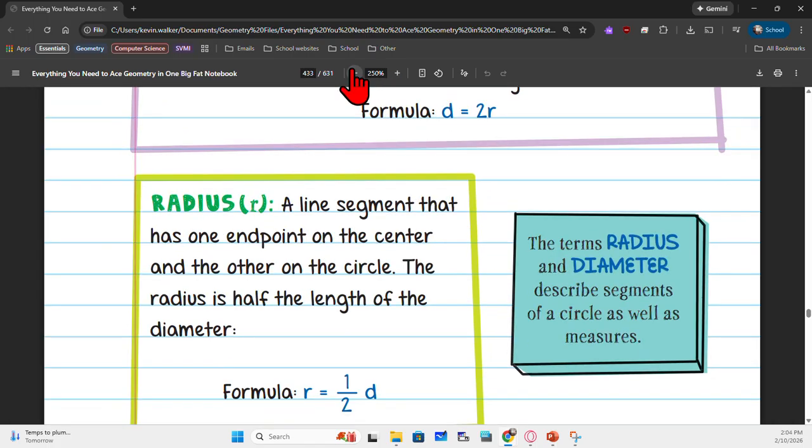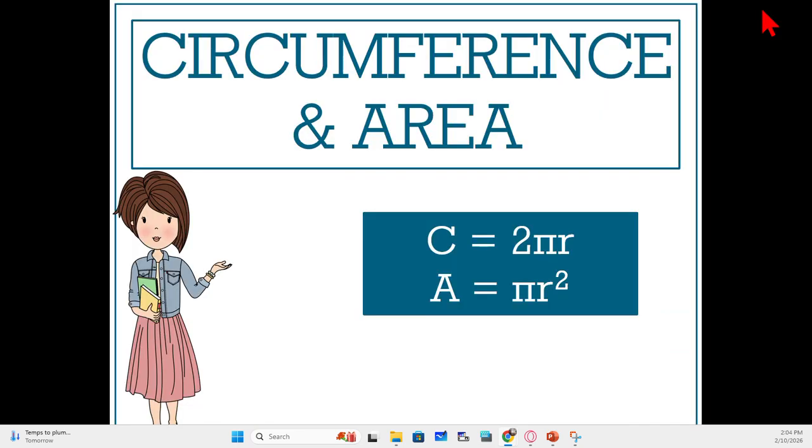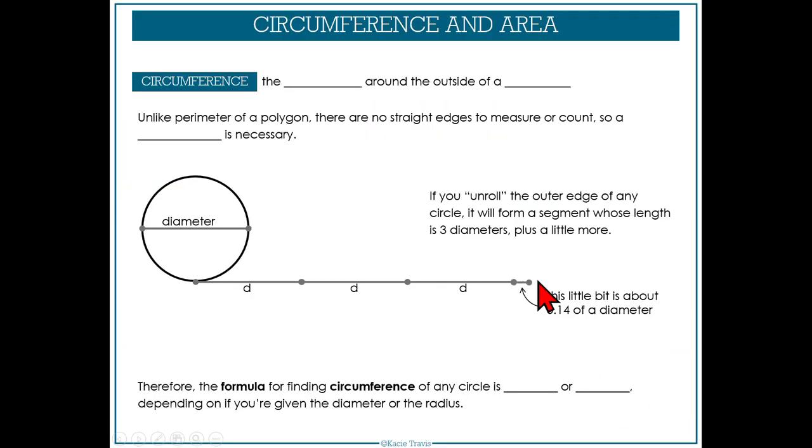Things to know about these two, we're going to be dealing with them quite a bit, is that the diameter is equal to 2 times the radius, and the radius is equal to half the diameter. So, without further ado, let's jump into some notes.